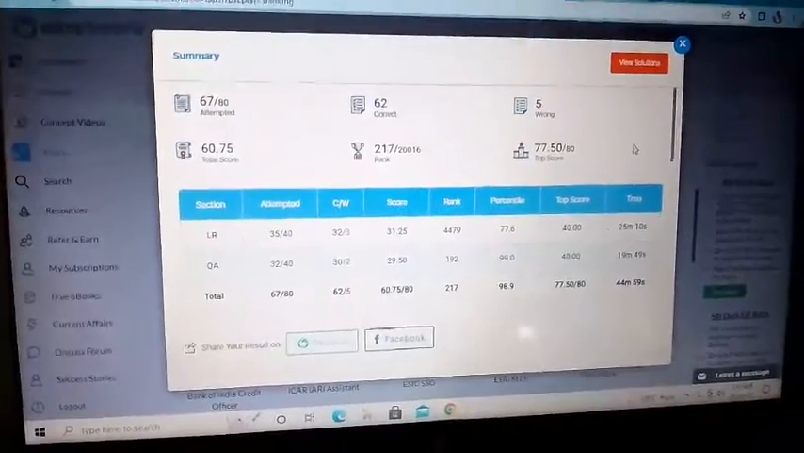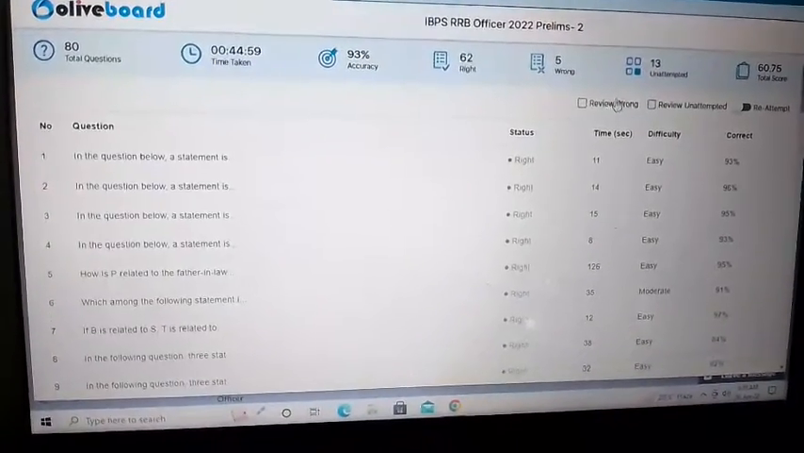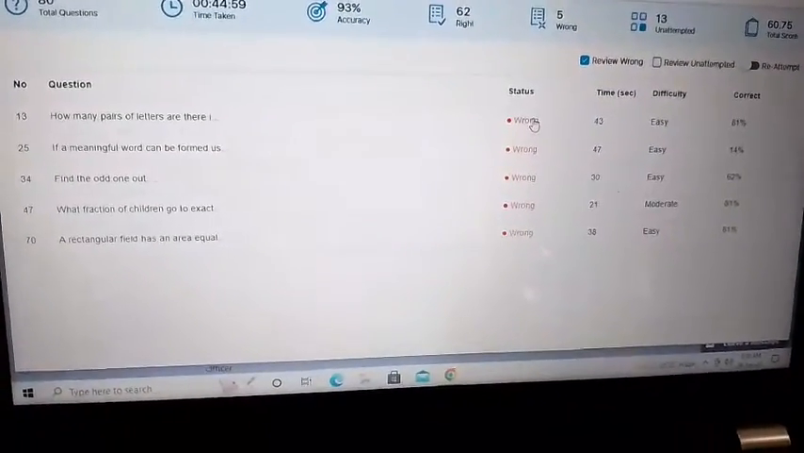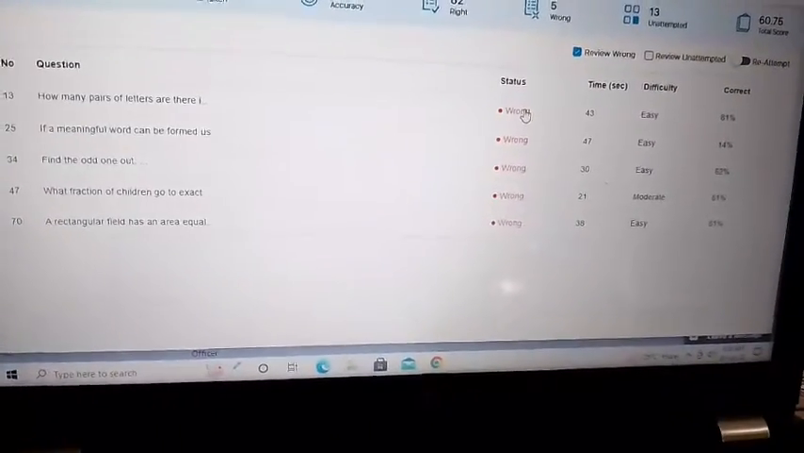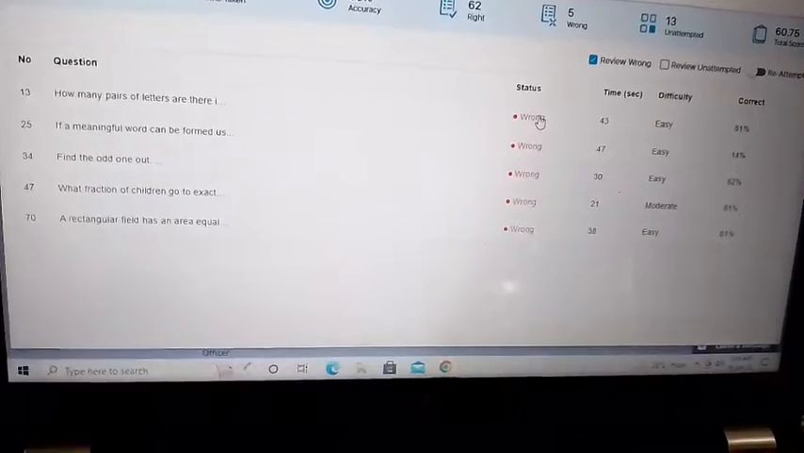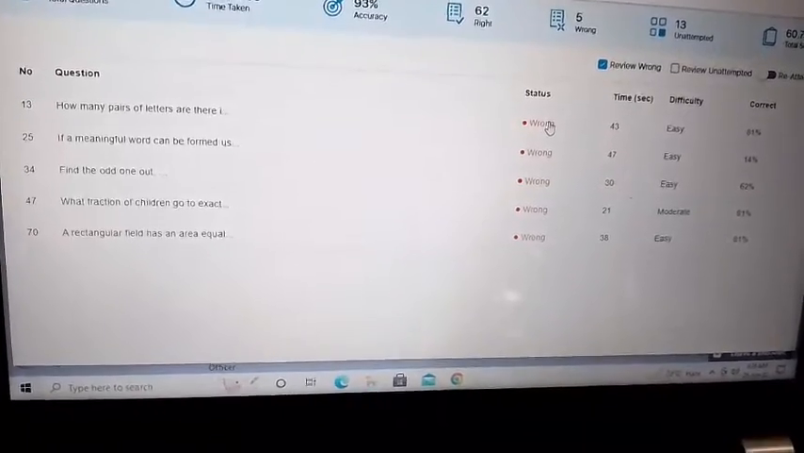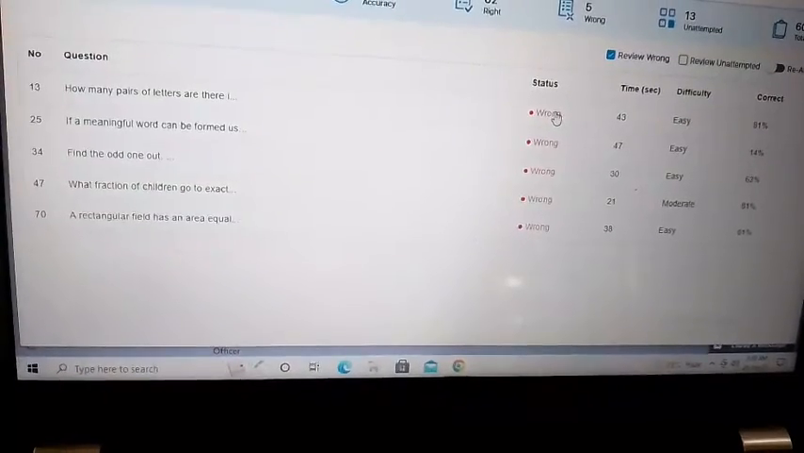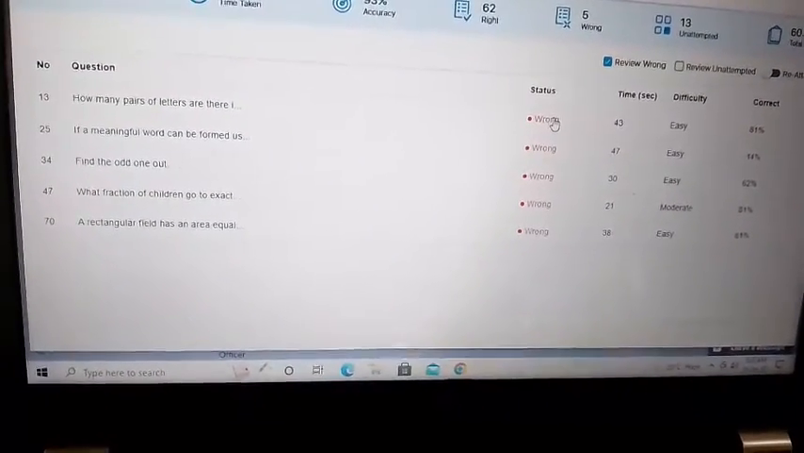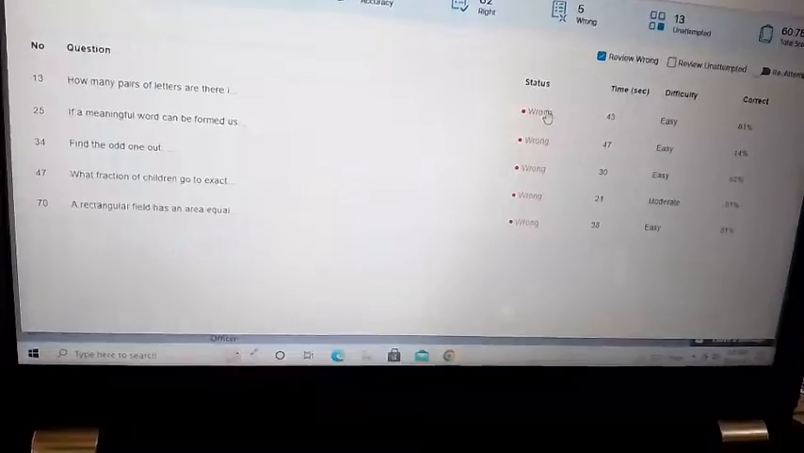Okay, so yeah, you see here which questions I have done incorrect. I will show you here. Yeah, review wrong. In the reasoning portion, one question was from meaningful word formation, one question from puzzle, and one from find the odd one out, that kind of question. And one question was about what fraction of children go to exactly only one place, a Venn diagram based question they ask, and an arithmetic question which is based on mensuration.